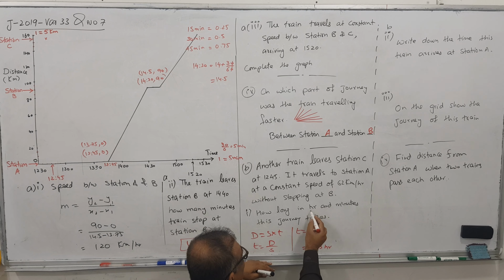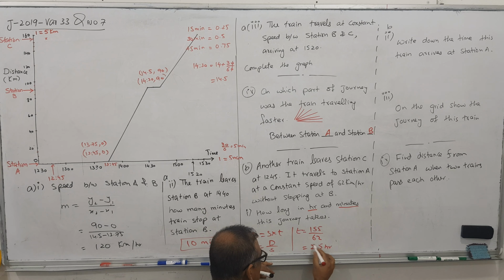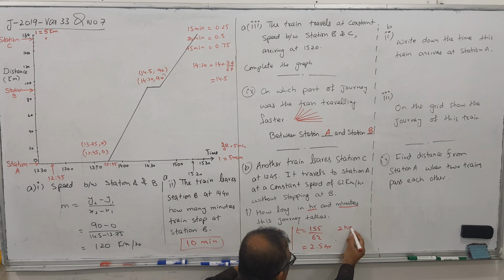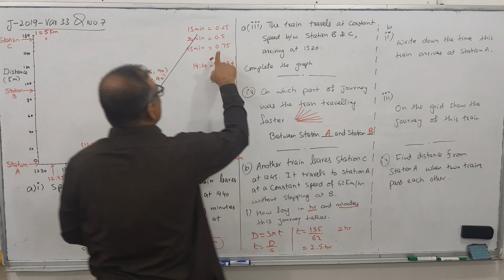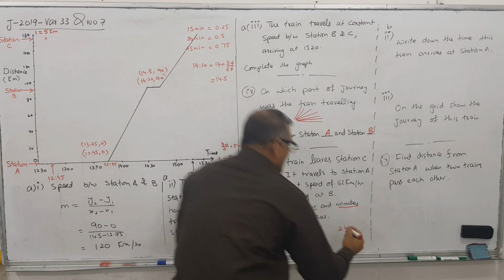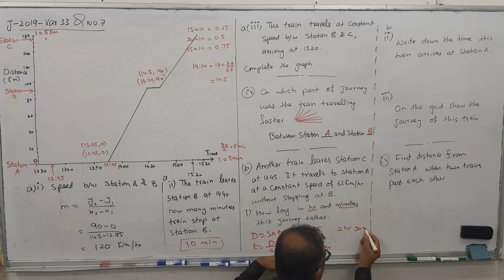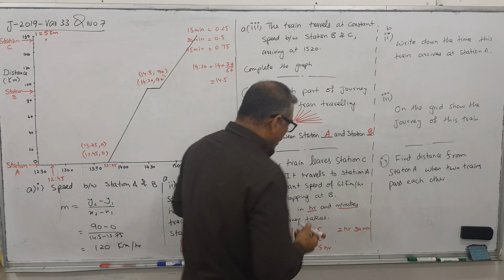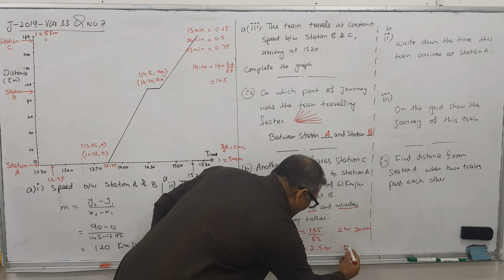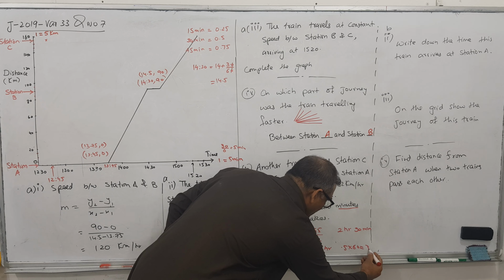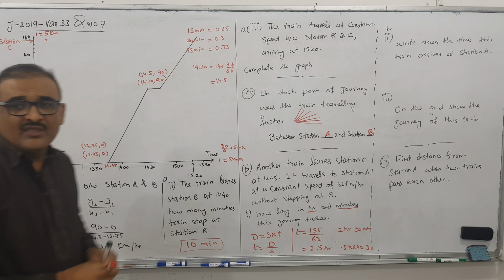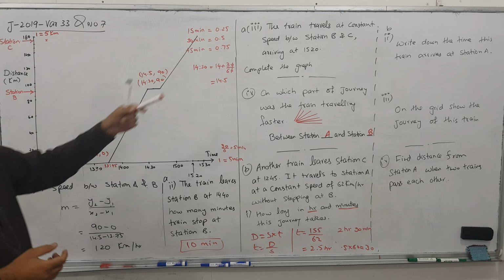But the trouble is, he said to give the answer in hours and minutes. So we can say 2 hours, but how to convert the 0.5? 0.5 hours is 30 minutes, sorry, not 30 seconds, 30 minutes. Or you can do 0.5 multiplied by 60 to give you 30. This is way number 2. Okay. So let's go for the next one.